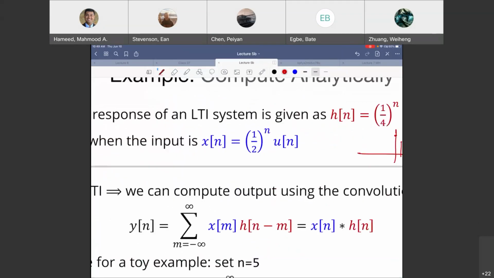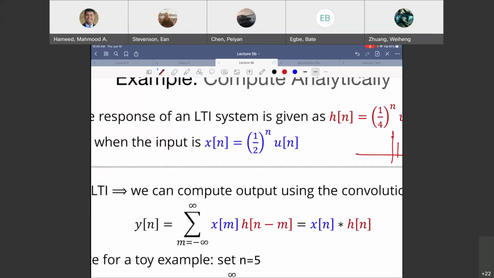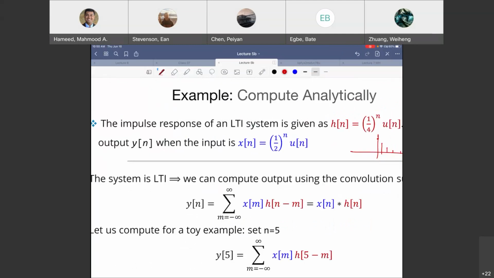x of n, the input, is also given: half raised to n, u of n, also expressed in the form of step sequence. So you have some input, exponentially decaying, and you also have some h of n, exponentially decaying. You are going to try to find the output of this.